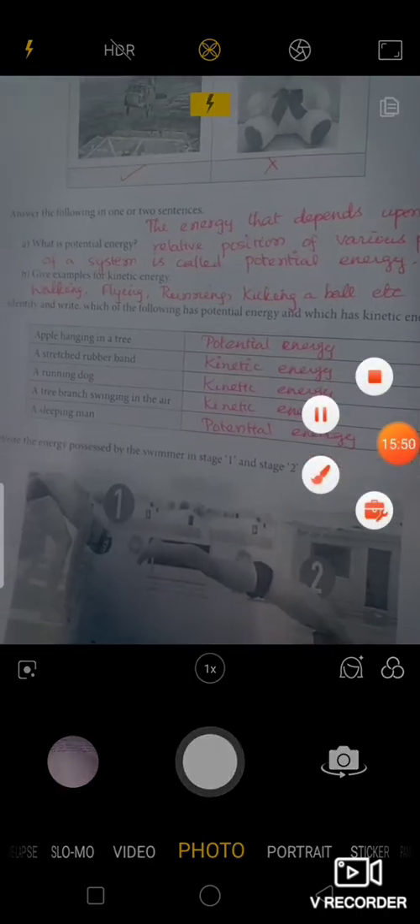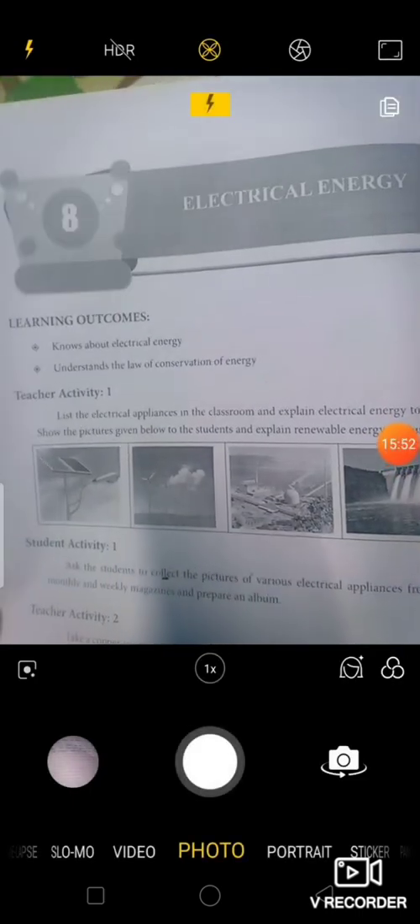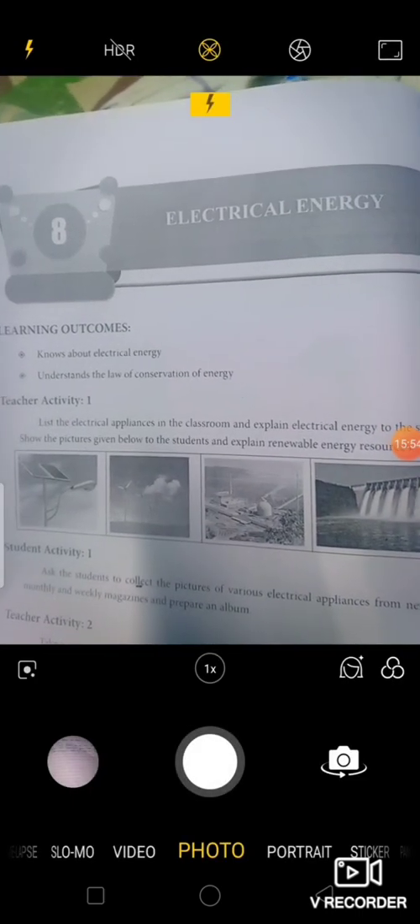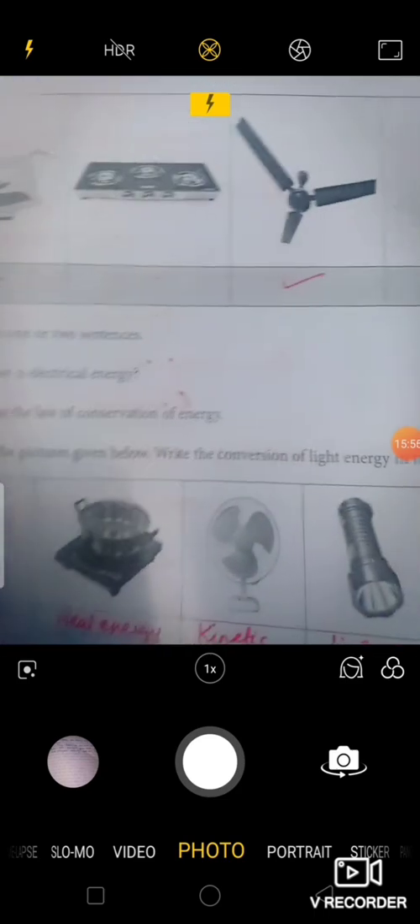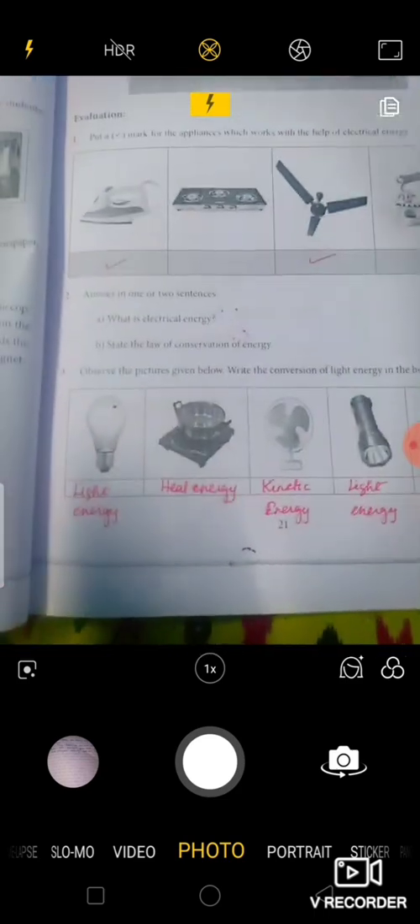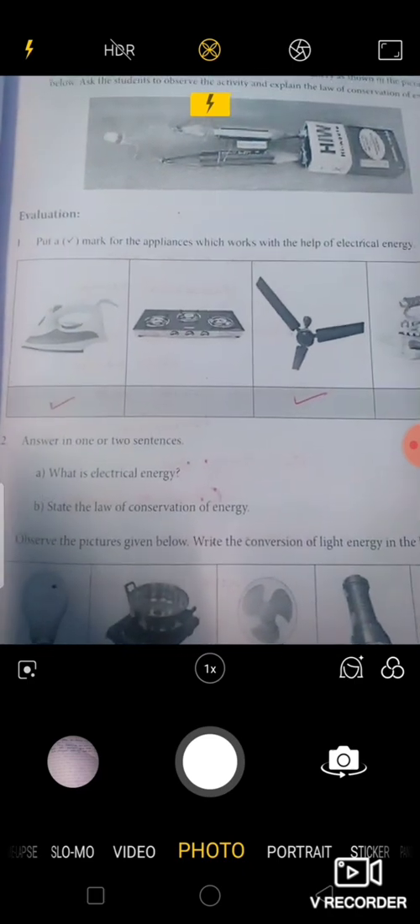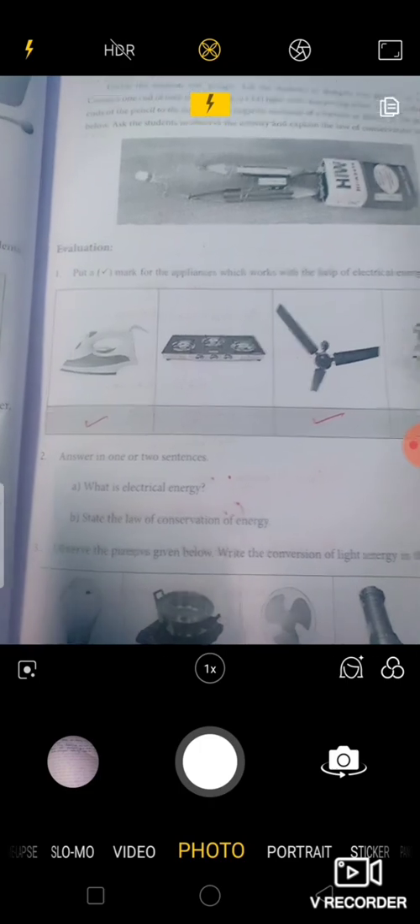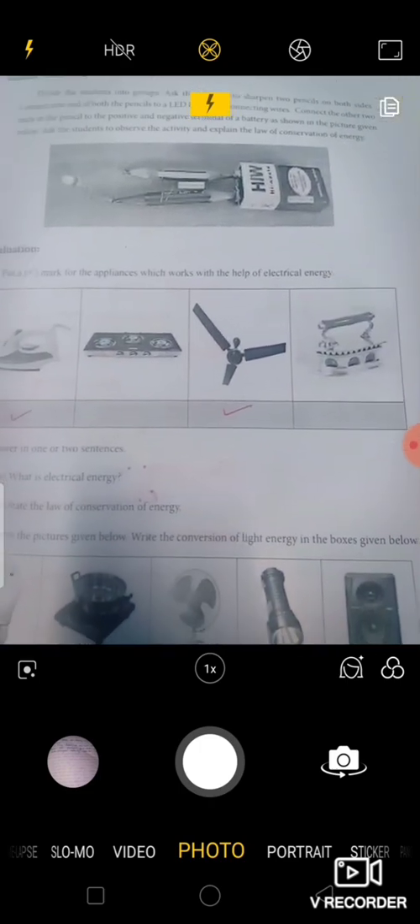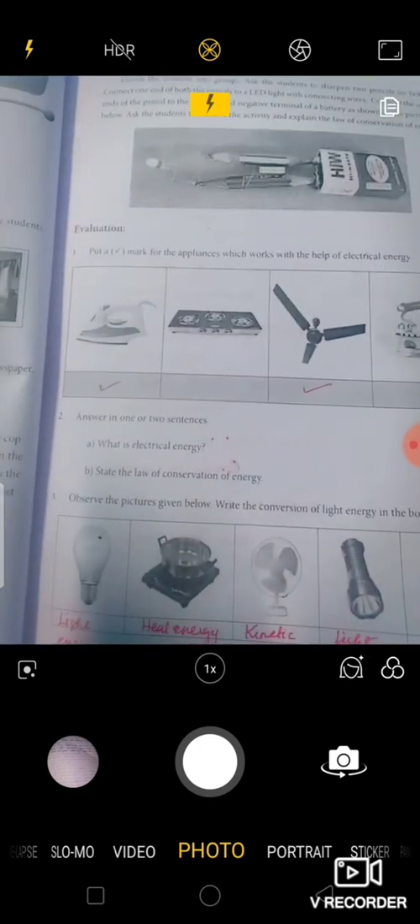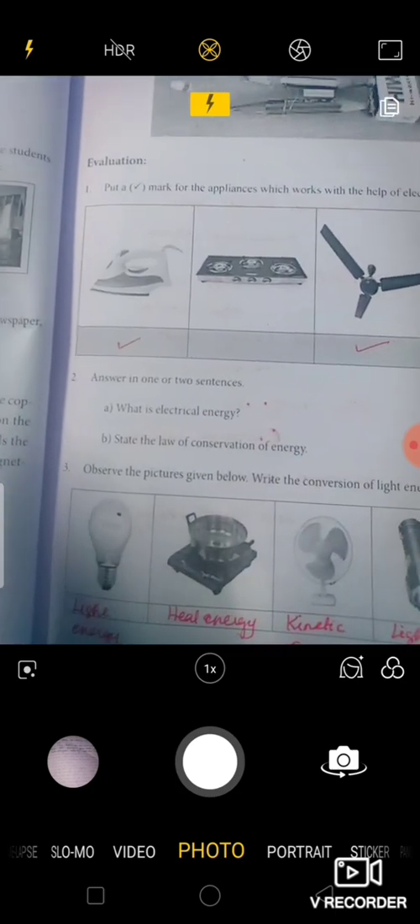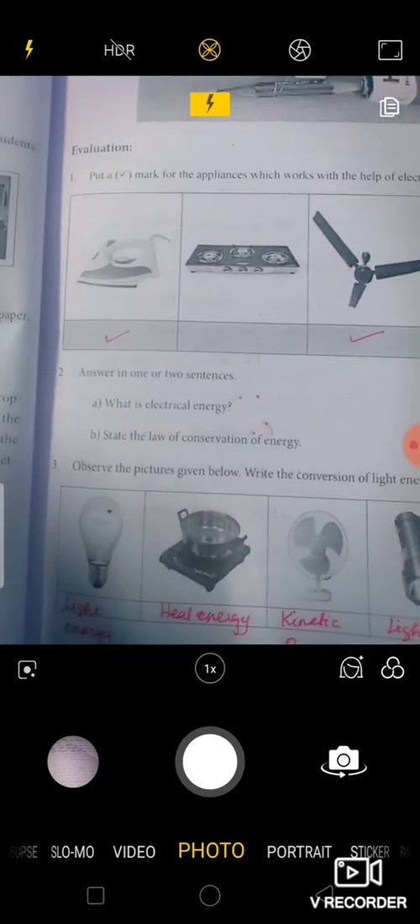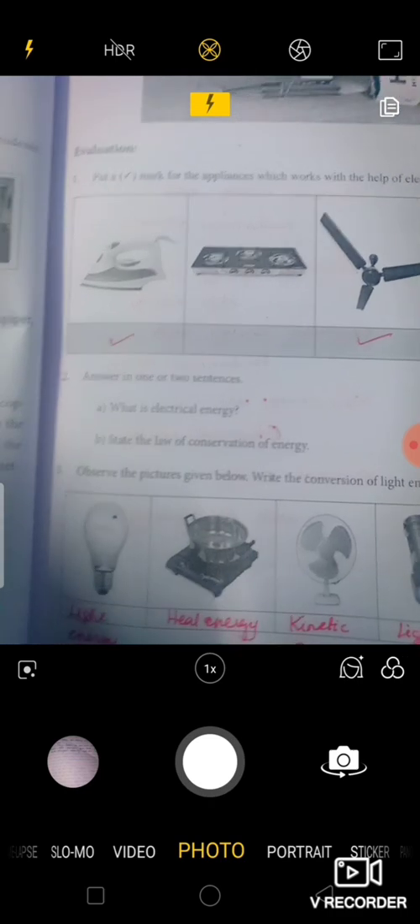These are all examples for kinetic energy. Next we need to see the answers for the 8th unit. The 8th unit is electrical energy. So in that electrical energy unit, the evaluation question goes like this. Put a tick mark for the appliance which works with the help of electrical energy. Iron box and fan only work with the help of electrical energy. Other things will not work on electrical energy. We shall see the answer later. Now itself we shall see the answer.